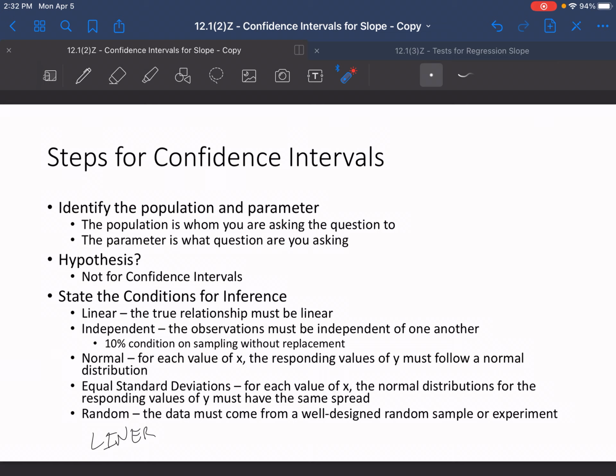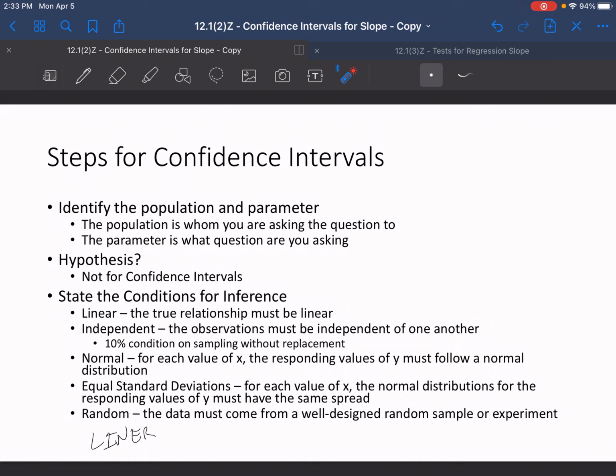It must be considered normal, and so for each value of x, the responding values of y must follow a normal distribution. You must check the equal standard deviations, and so for each value of x, the normal distributions for the responding values of y must have the same spread, and they must be considered random, so the data must come from a well-designed random sample or experiment. And we'll look at examples of some of these, because some of these are fairly easy to tell.